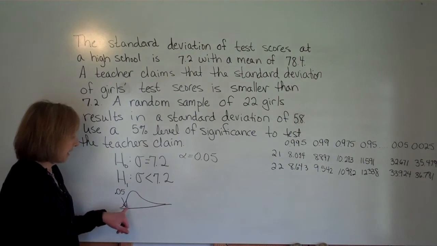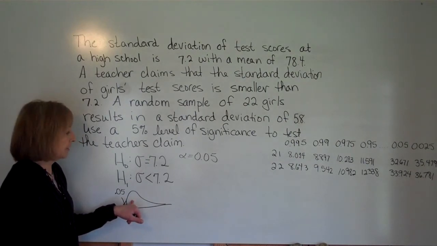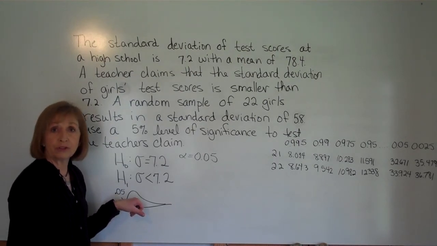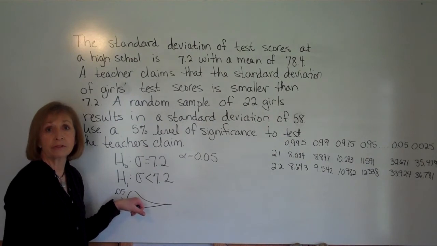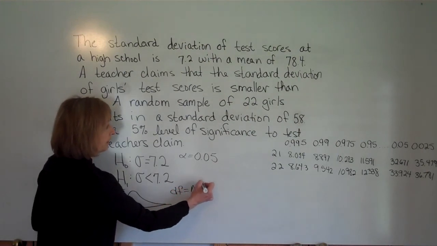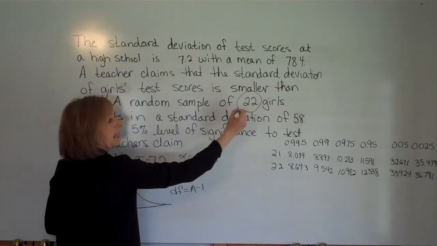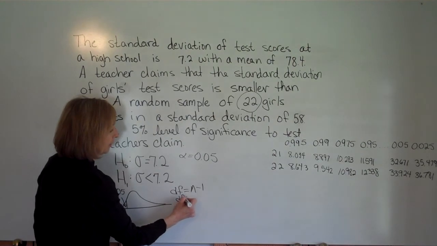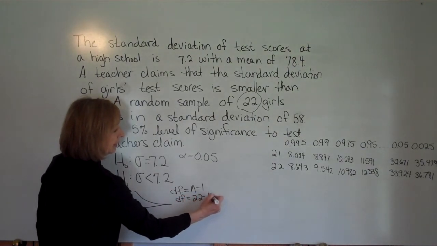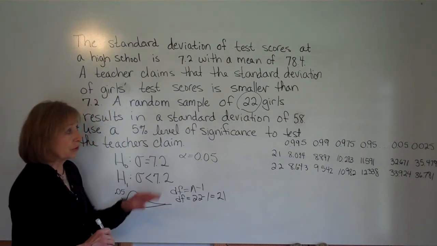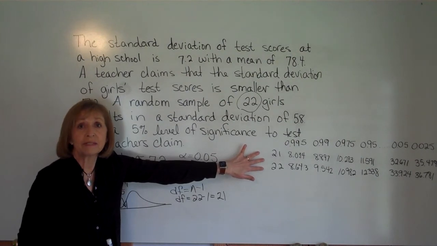Now the next thing for the critical values is when it's a chi-squared distribution, you have degrees of freedom. And the degrees of freedom when you're doing a hypothesis test or confidence intervals for standard deviation or variances is n-1. Our n is 22, since they sampled 22 girls. So 22 subtract 1, our degrees of freedom is 21.